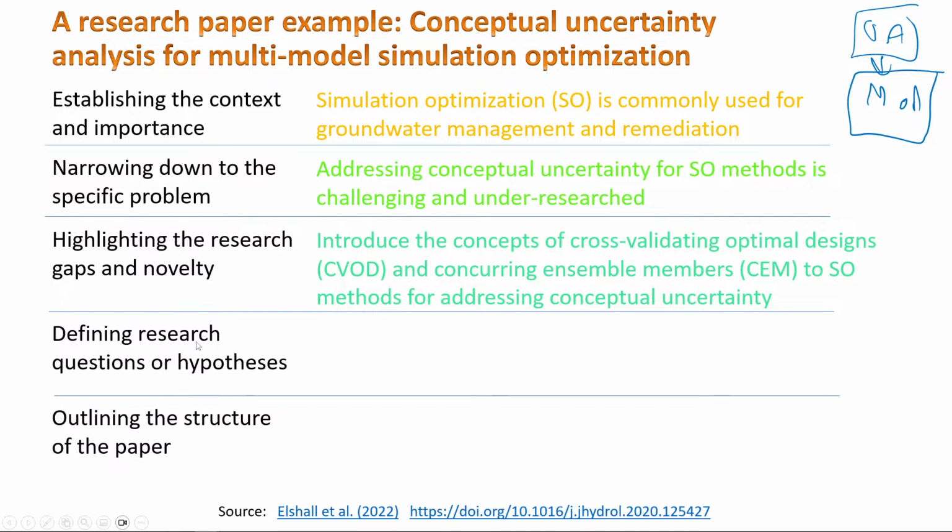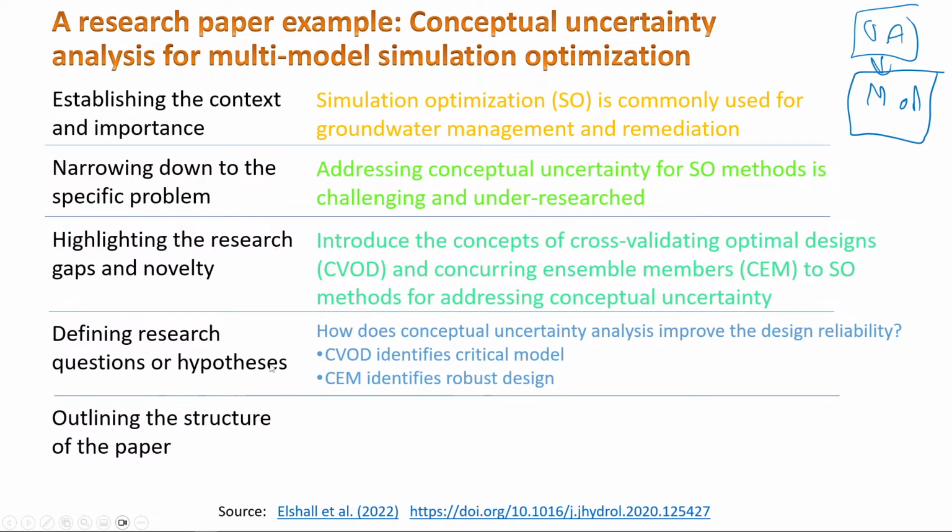And now I will define the research question and hypothesis. So that would be my research question: how does conceptual model uncertainty improve the design reliability? The COVID identifies the critical model. This other method, concurring ensemble member, identifies robust design. So here, can I identify the critical model?